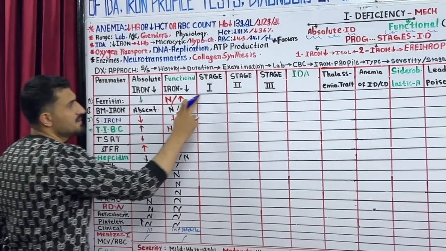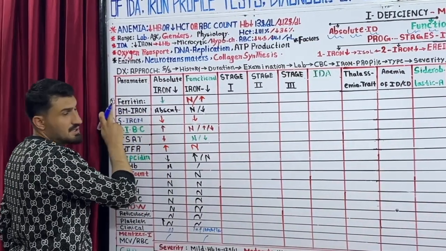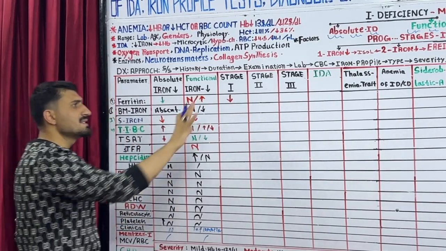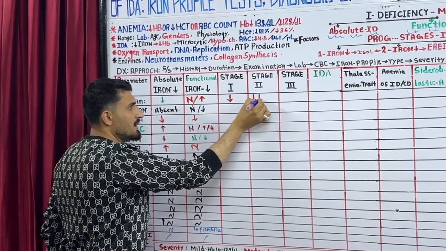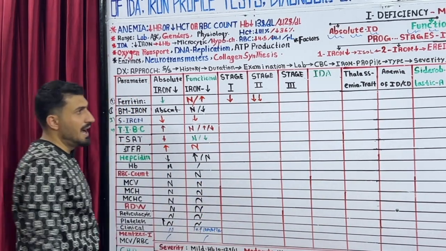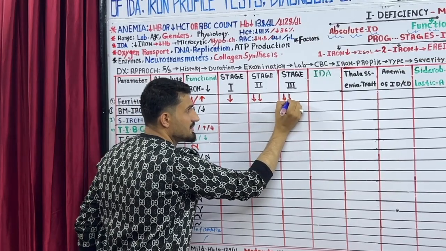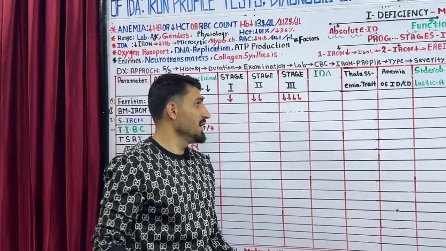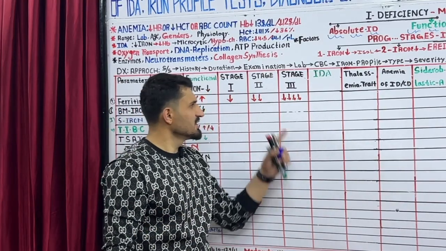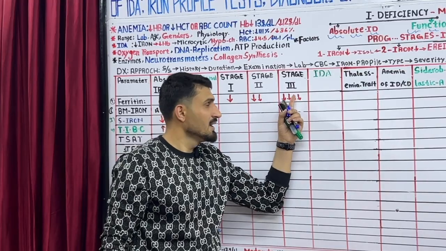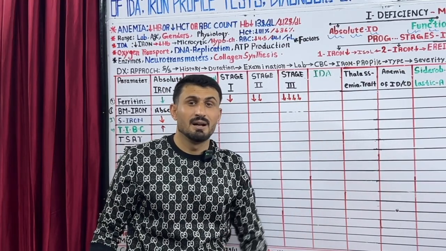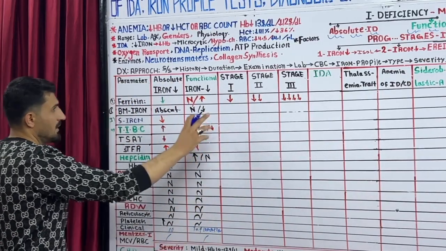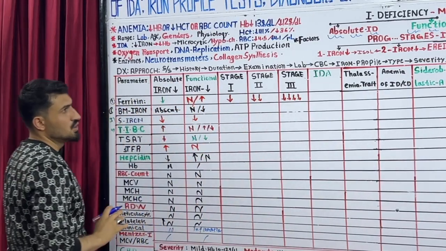Now, in stage 1, the ferritin level goes down. We have less ferritin. In stage 2, it further decreases, and in stage 3, it decreases completely. It means around less than 15 up to 30, specifically less than 15 nanogram per ml or less than 15 microgram per liter. These are the differences between stage 1, 2 and 3.